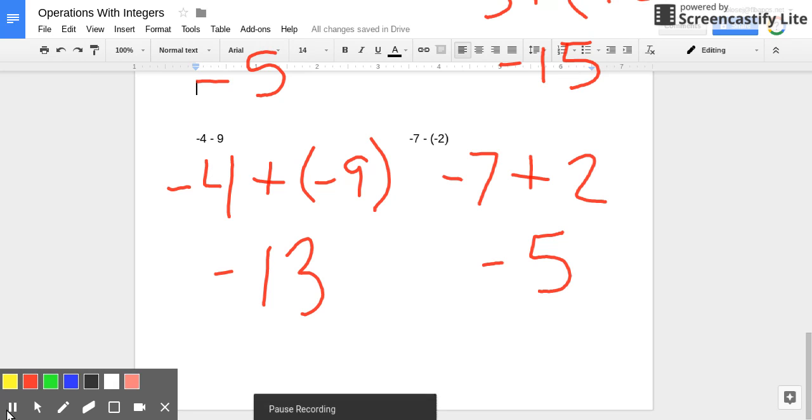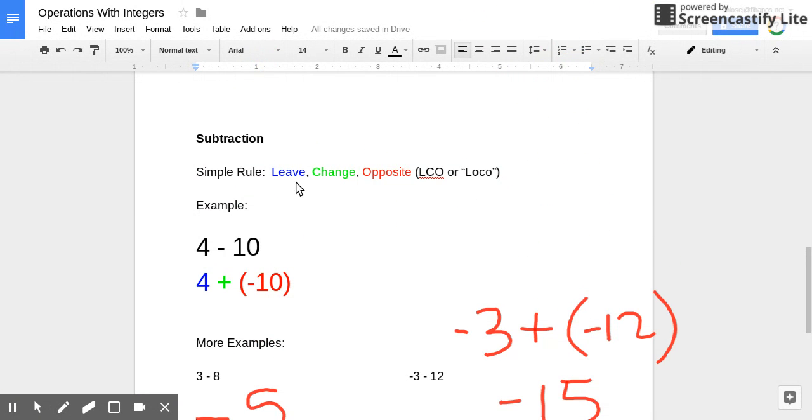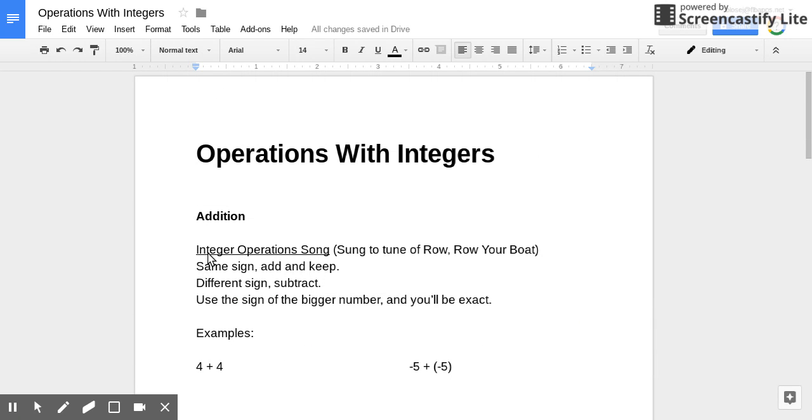So once again, I just want to point out to you guys that the rule here is to leave, change, opposite. In other words, leave the first number, change the subtraction to addition, use the opposite of the second number. But then you have to go back to your addition rules. Same sign, add and keep, different sign, subtract, use the sign of the bigger number, and you'll be exact.